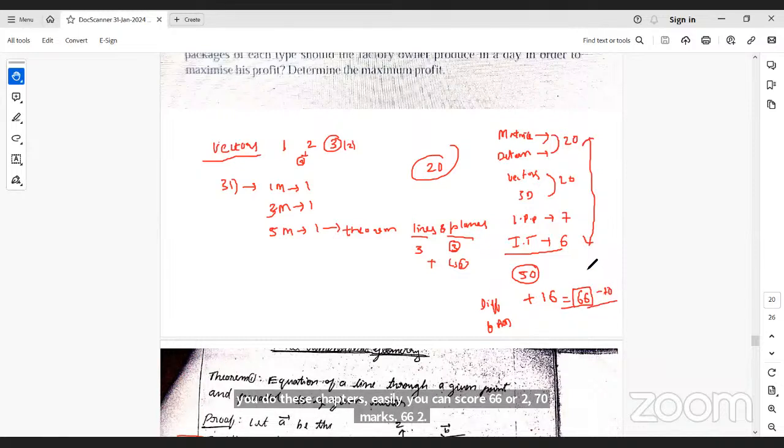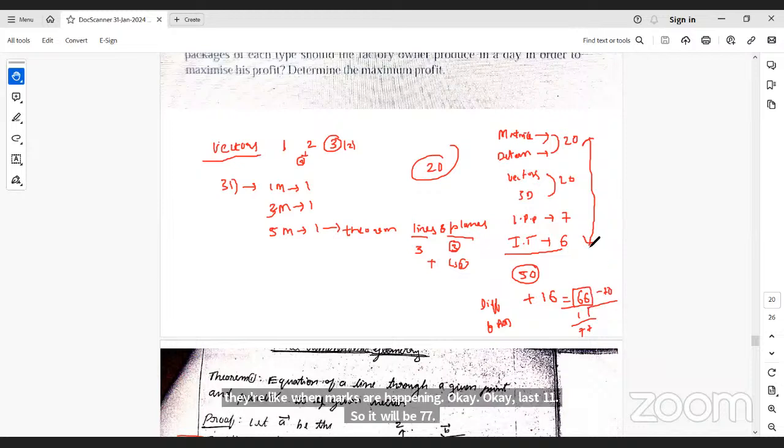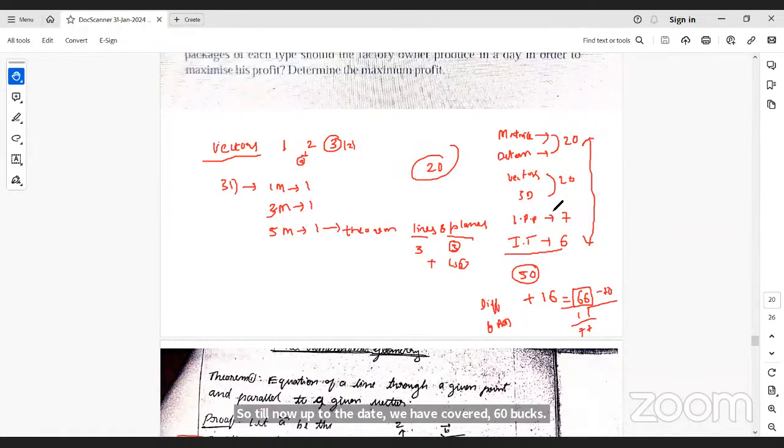Okay, and then even the relation and function chapter we have discussed. There 11 marks are occurring. Okay, plus 11. So it will be 77. So till now, up to the date, we have covered 60 marks. Okay. So in the next 4 classes, we will try to focus on vectors and 3D, and then go with the integration part. Okay, we will discuss integration.